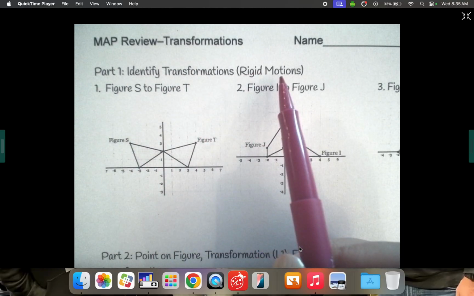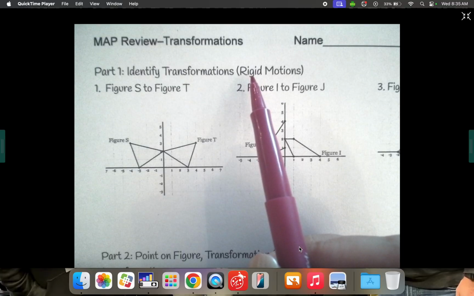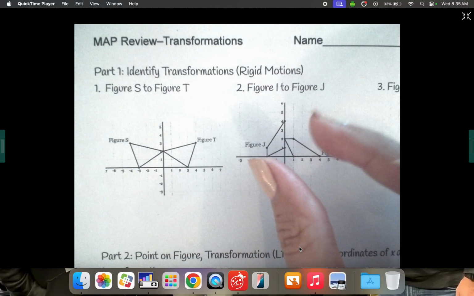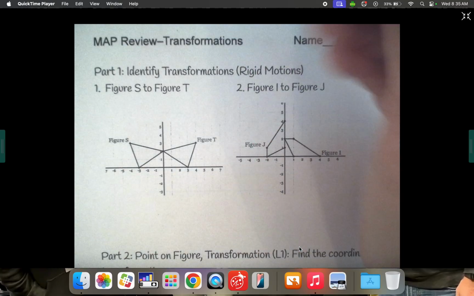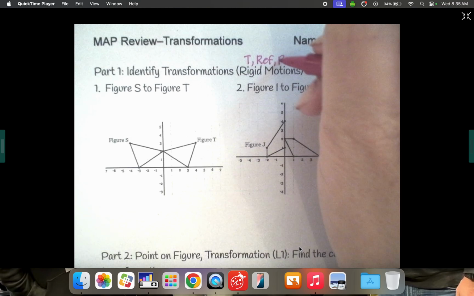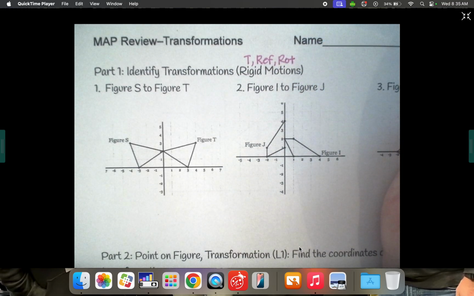So there will be no dilations in this because rigid means to keep the same size. And if it's a dilation, it's going to stretch or shrink. So for rigid, it's going to either just be translation, reflection, or rotation. And you're going to have to be specific about which type, or by how much.